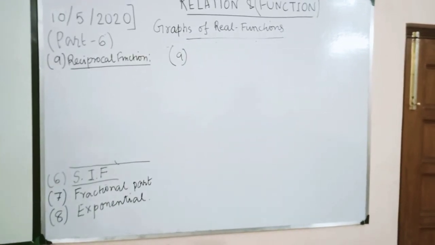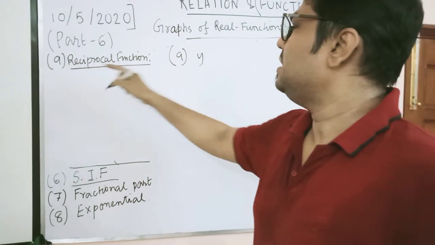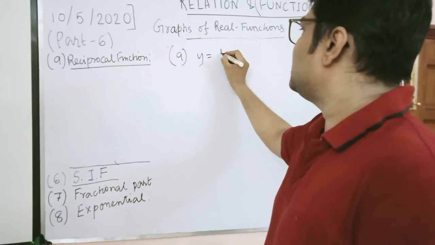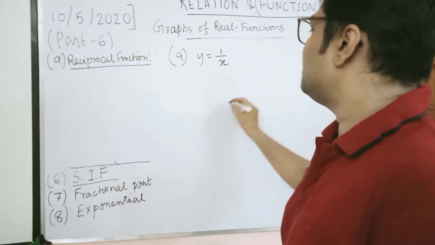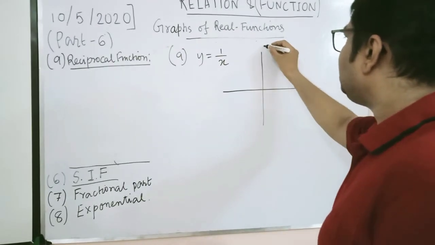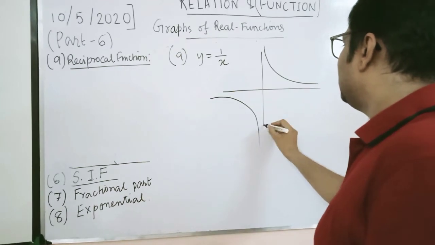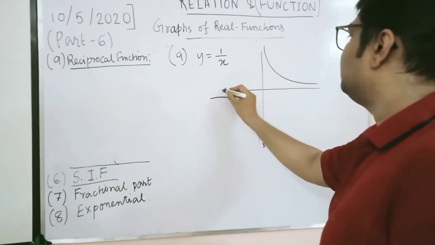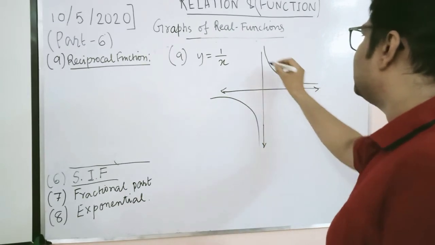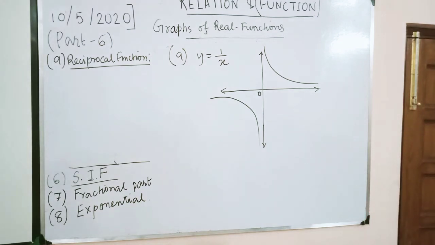The next function we get is the reciprocal function. Reciprocal function I have written 9. That is the reciprocal function you get as y equals 1 by x. The graph looks like this. That means these lines will never touch the axis. Never touching the axis means it will never become 0.